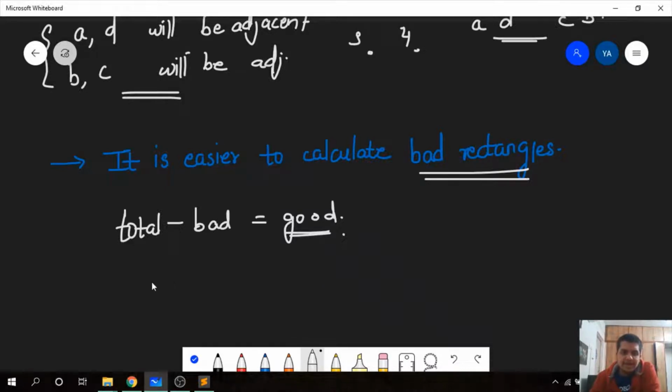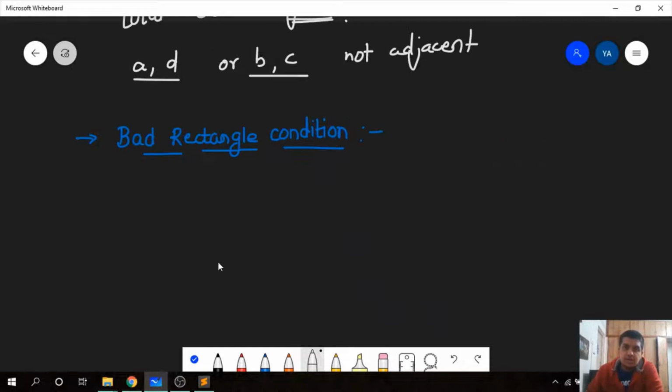So for a bad rectangle, we need A comma D or B comma C not adjacent, right? Because as we saw earlier, in the sorted order, A comma D and B comma C will be adjacent. So now let us try to calculate the number of bad rectangles. Let us see what is the condition for a bad rectangle.